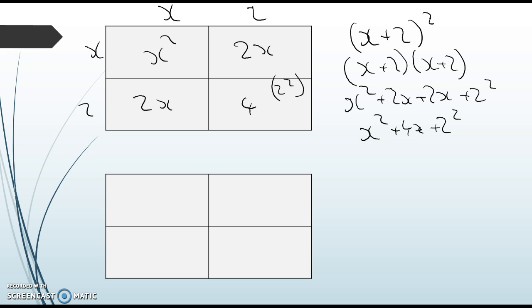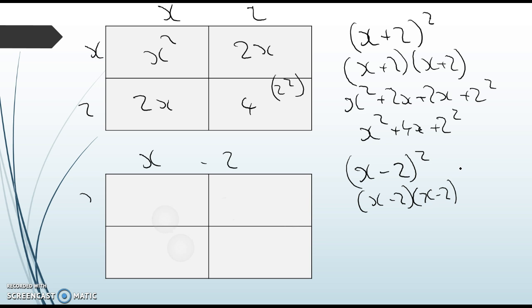And we can try it if it's the other way around. x minus 2 squared. So we have x minus 2, x minus 2. x squared minus 2x minus 2x.